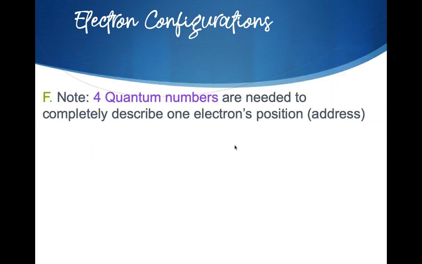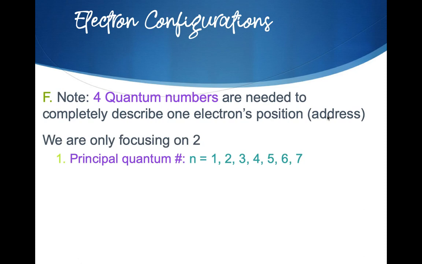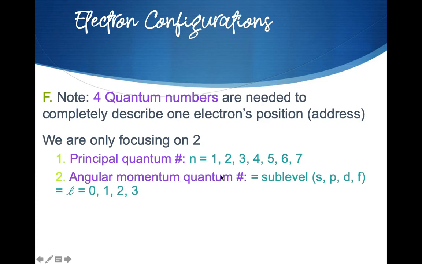All right, welcome back. So the last piece of these notes is just a little bit left. I just want to talk about the different quantum numbers that are needed to completely describe the electron's position, or its address. Now, technically, we're only focusing on 2 of them. We're focusing on the principal quantum number, which is the energy level. So n is the symbol: 1, 2, 3, 4, 5, 6, 7. And then the angular momentum, which is technically the sublevel, which we call s, p, d, and f.